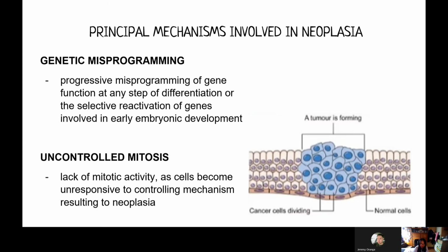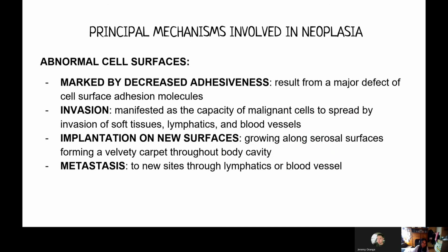So next we have uncontrolled mitosis. Due to the lack of control of mitotic activity, cells become unresponsive to the controlling mechanisms, which results in neoplasia. In uncontrolled mitosis, cells gain immortality and they become unrestrained and uncontrolled at the same time. Okay. Next are abnormal cell surfaces.